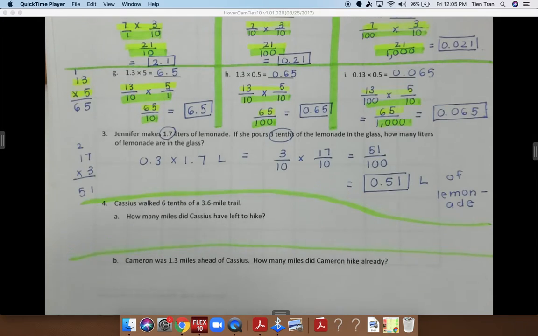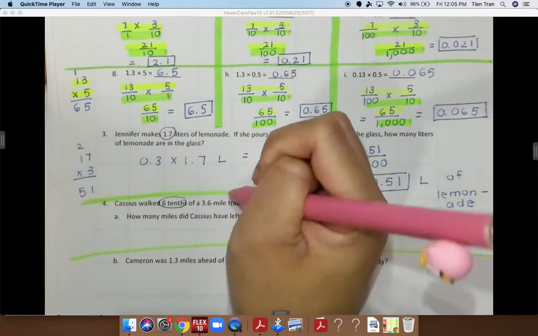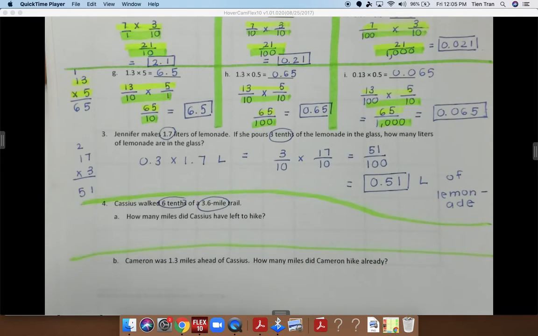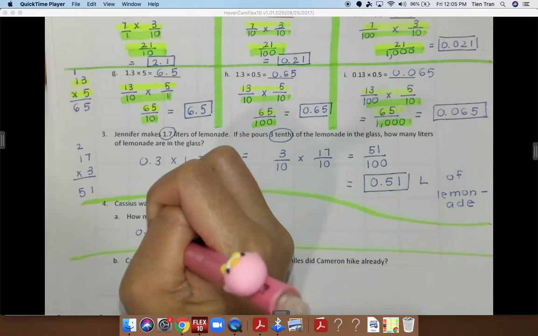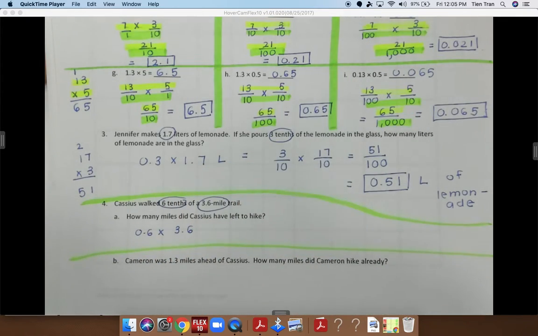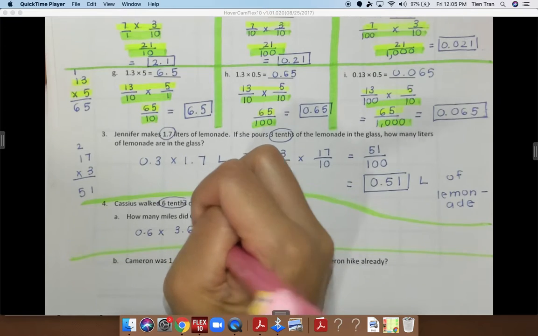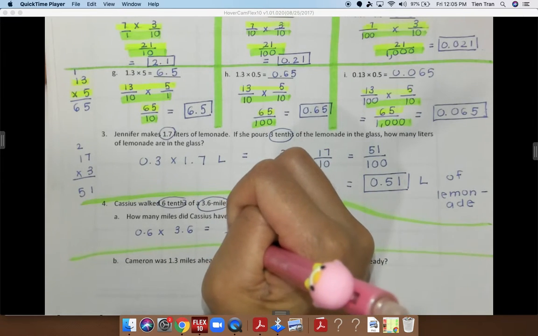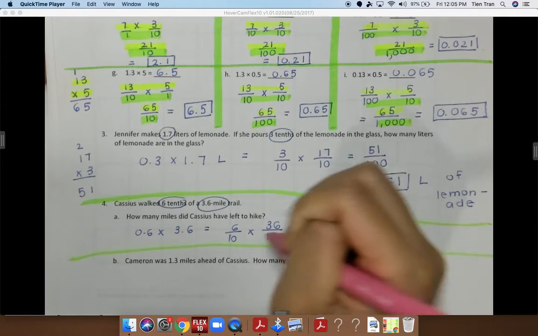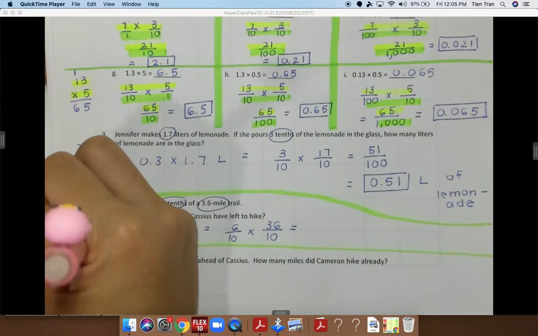Okay. Now problem 4. Cassius walked 6/10 of 3.6 miles. How many miles did Cassius have left to hike? So what I'm going to do is multiply and then subtract. So I have 6/10 times 3 6/10. So I'm going to write that down. 6/10 times 36/10. Going to multiply 36 times 6.